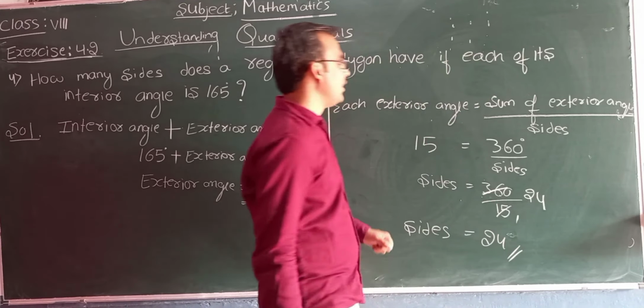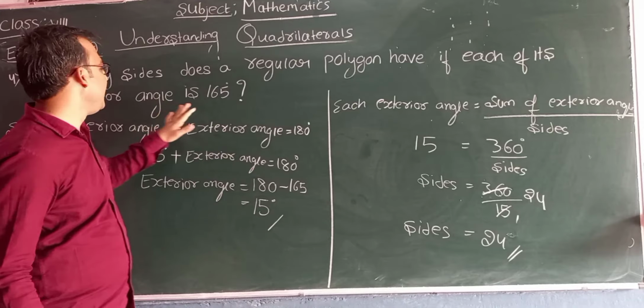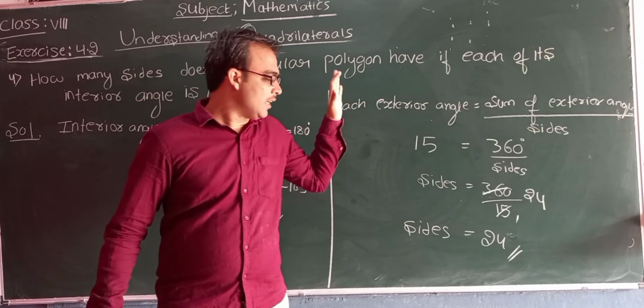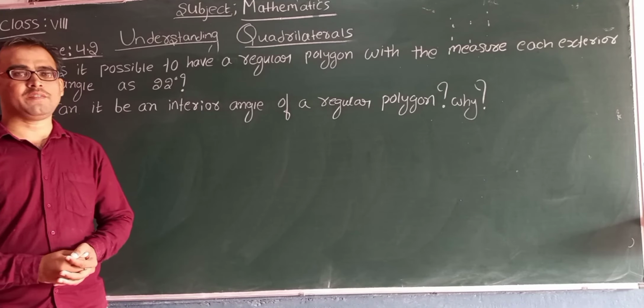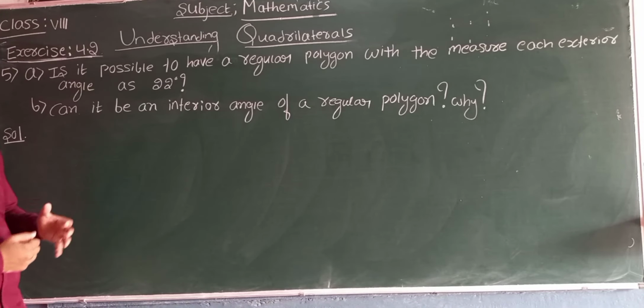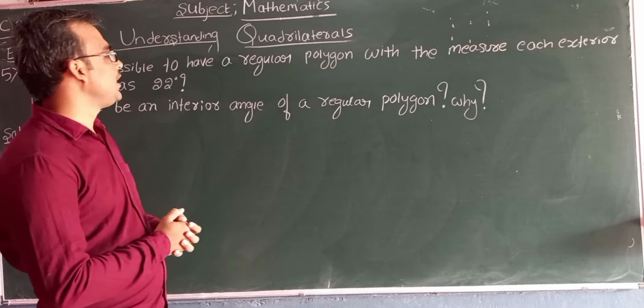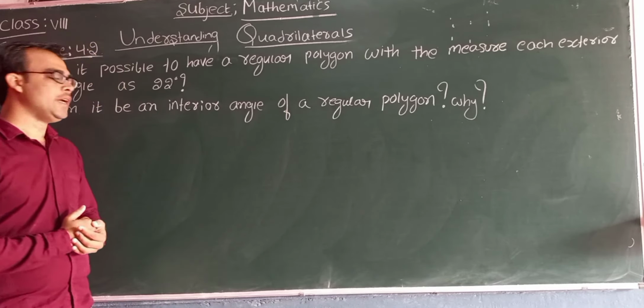Okay, so here if the polygon is having an interior angle of 165 degrees, then that polygon will have 24 sides. Students, now let's solve the fifth question. Okay, so what is given? Is it possible to have a regular polygon with the measure of each exterior angle as 22 degrees?